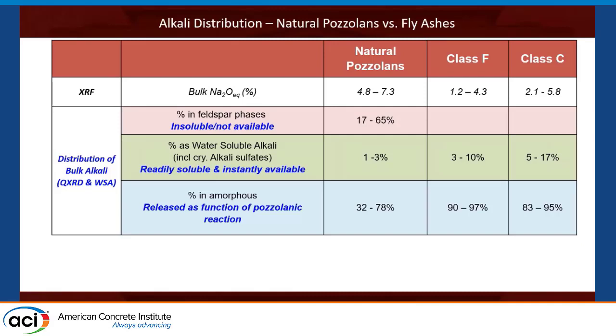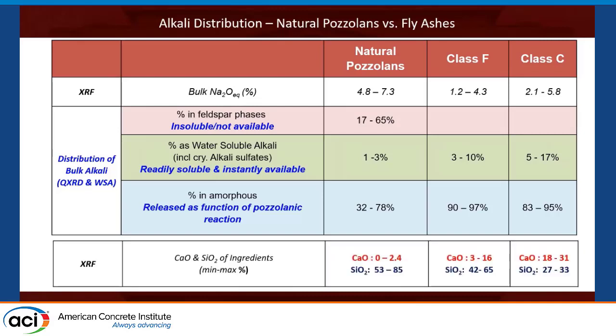So that leaves approximately 30 to 70%, which is coming as a result of pozzolanic reaction. But this is only one phase that explains the effect of alkalis on ASR performance. The other is the calcium to silica ratio of the ingredients. The natural pozzolans have a very low calcium to silica ratio as compared to Class F and C.